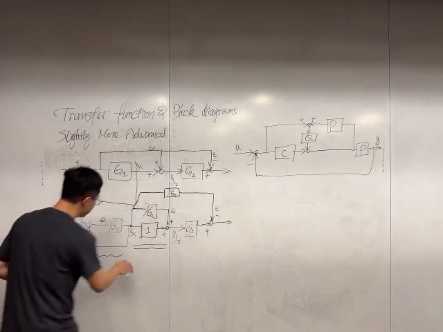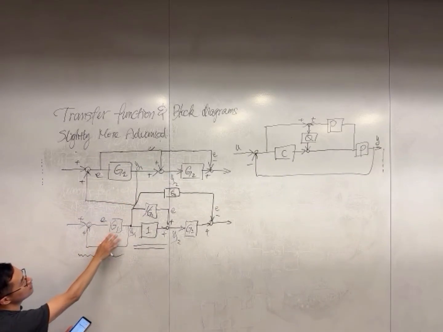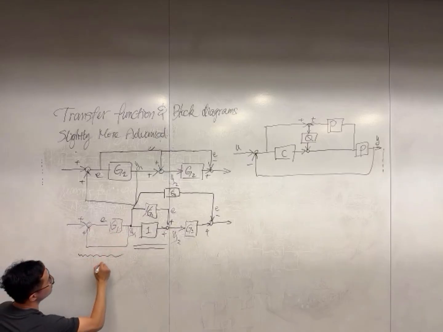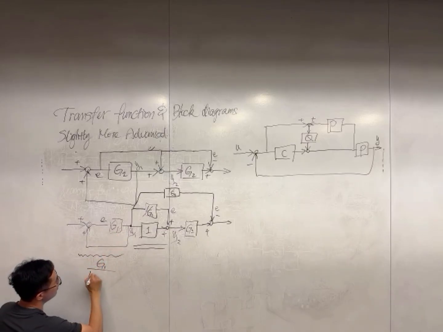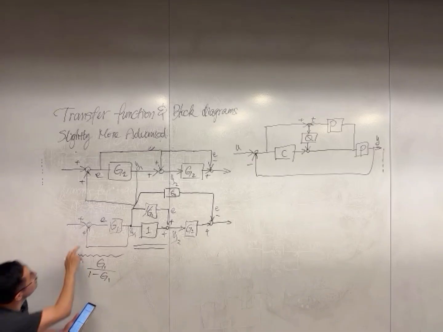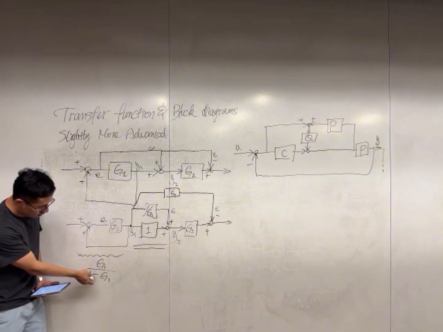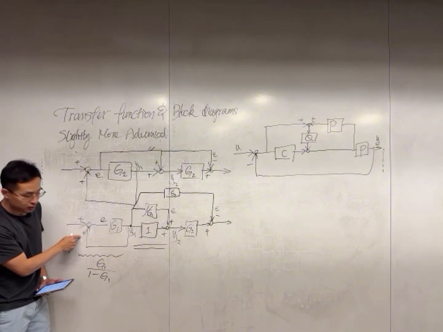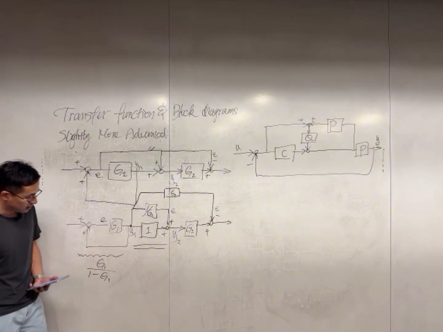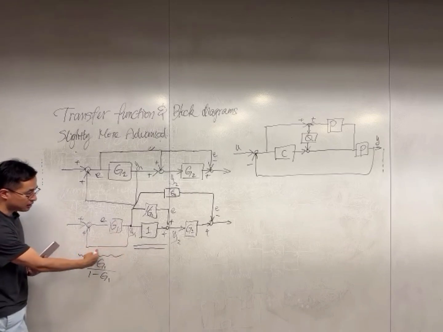For the first section, this is a feedback loop. We talked about the transfer function terminology. This one turns out to be g1 over 1 minus g1. This is positive feedback, okay? So remember, if this is negative feedback, it's 1 plus g1. If the sign changes, it becomes a negative sign. So this is taken care of.